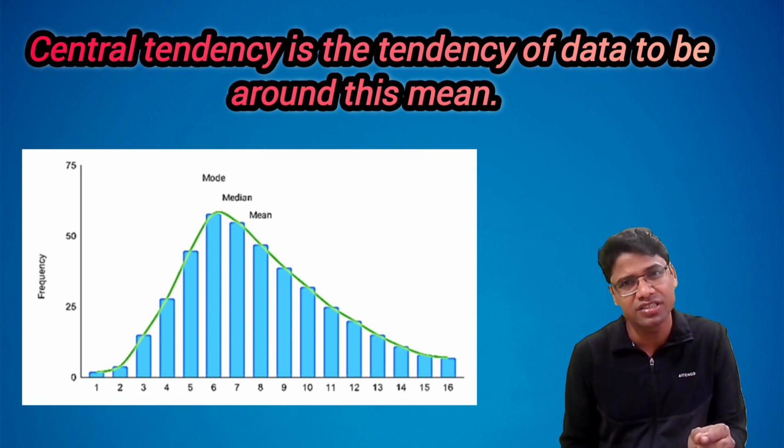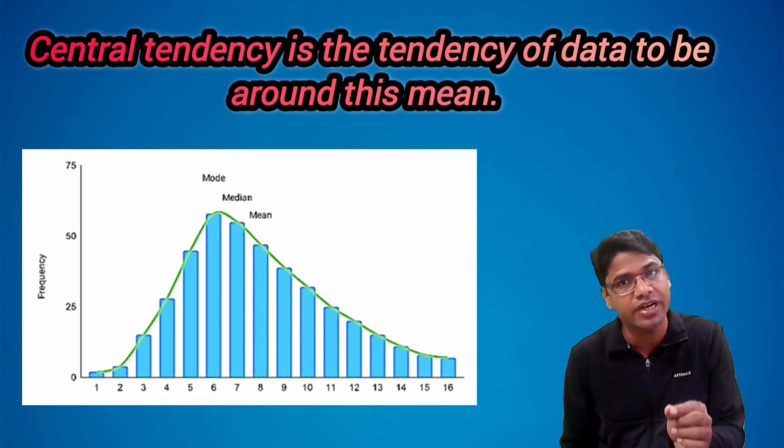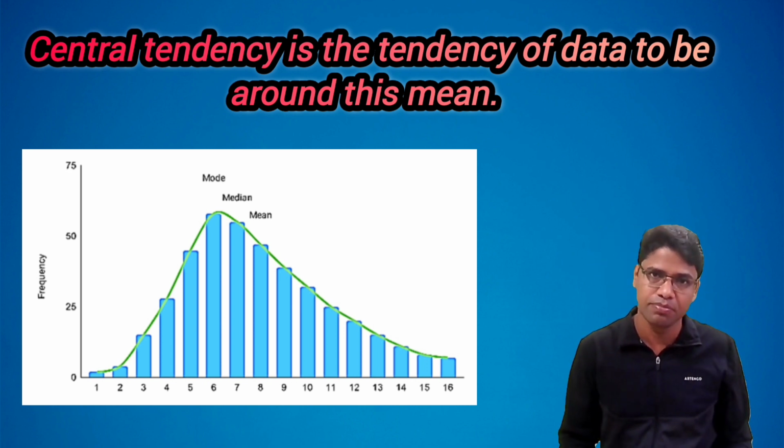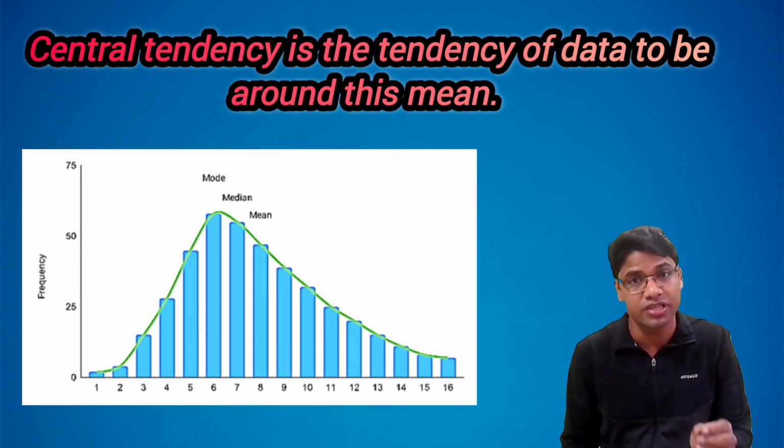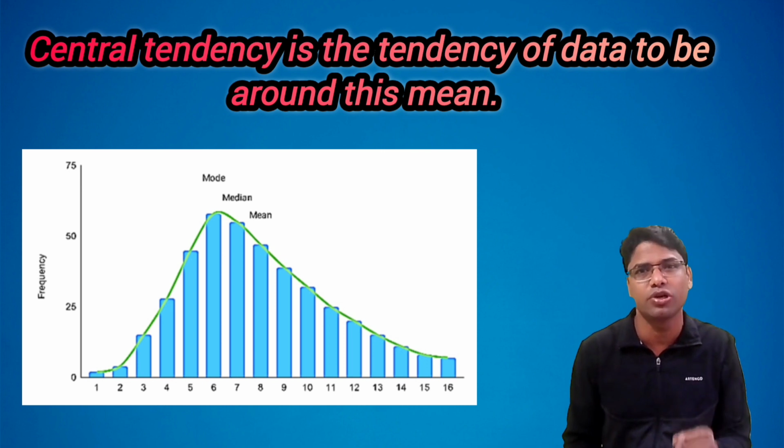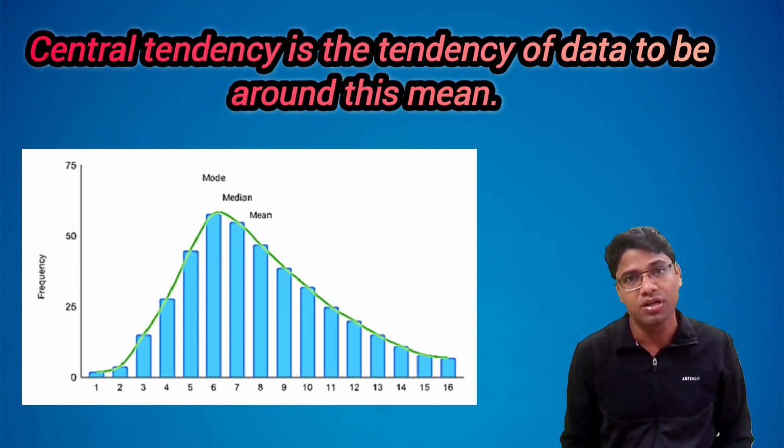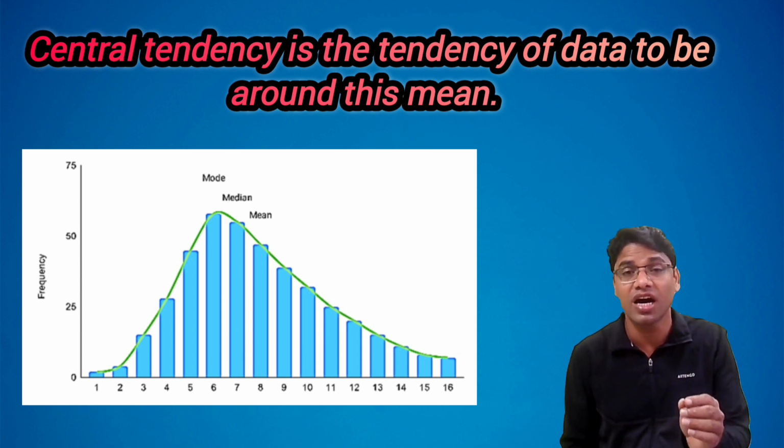Now you should know the central tendency. Central tendency is the tendency of the data to be around the mean. A central tendency is a central or typical value for probability distributions or populations. For example, mean, median, mode, these are the central tendency. These are the characteristics of data.